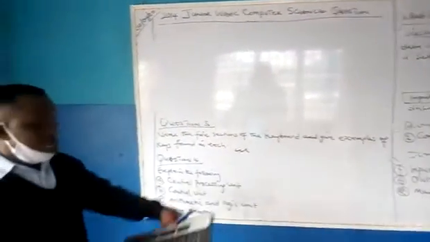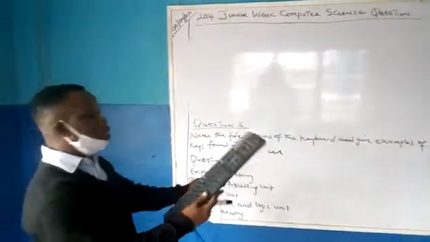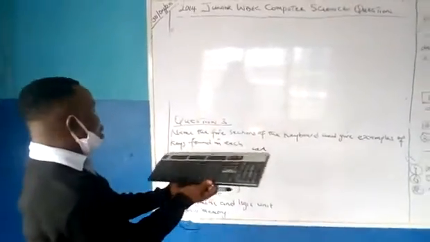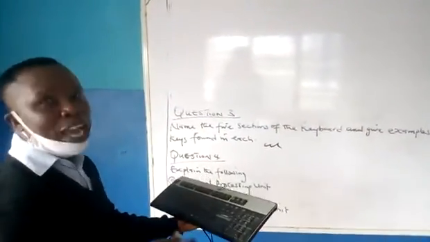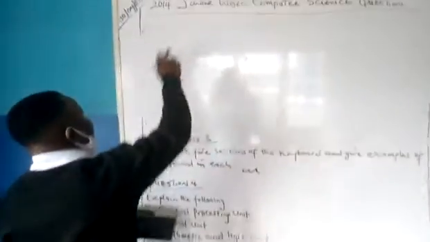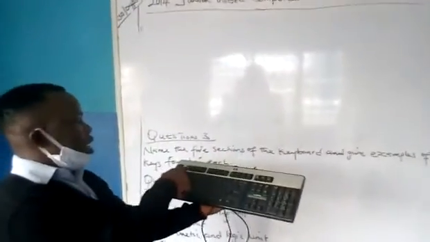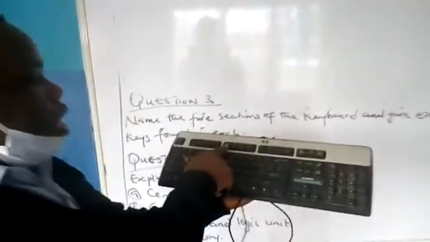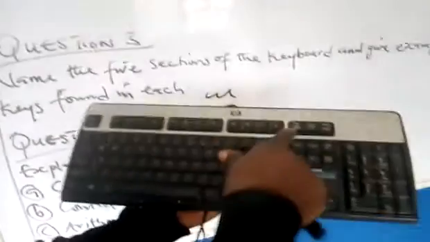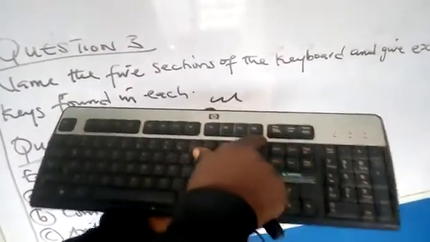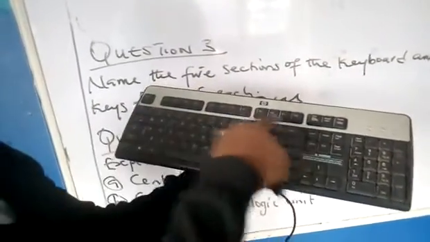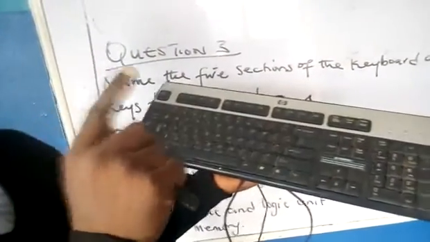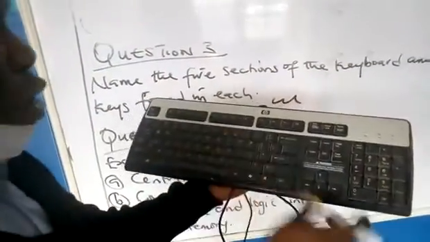5 sections. Keyboards, let's see the sections. When you see a keyboard with F1, F2 to F10 or F12, like this, F1, F2, F3, F4, F5, 6, 7, 8 to 12, this is called an enhanced keyboard. The one that carries F1 to F10 is called a standard keyboard. Take note of that. Those are the types of keyboard.